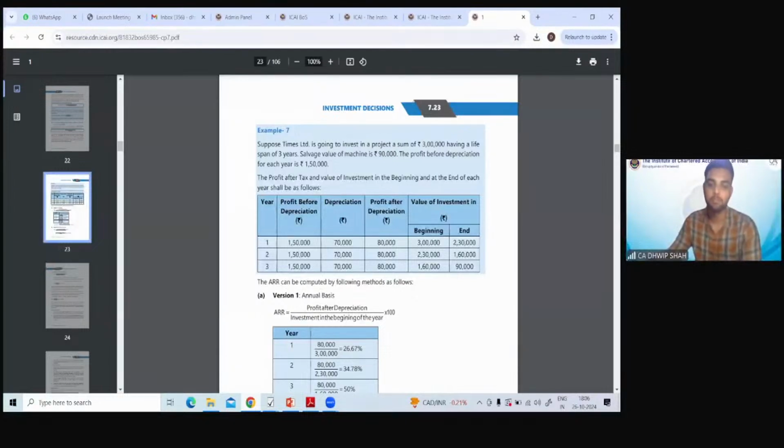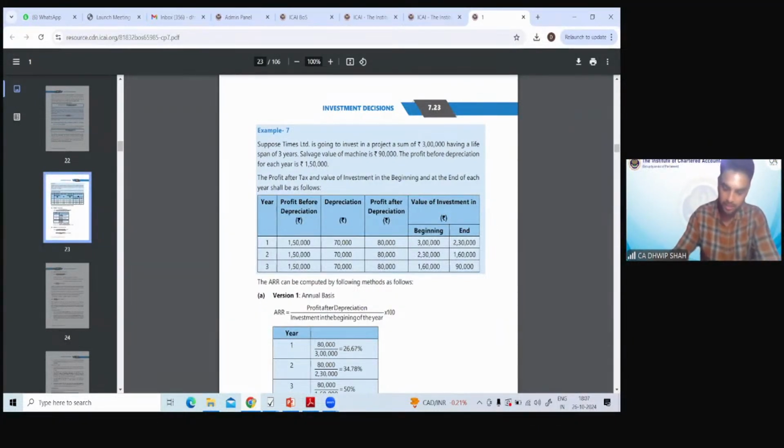Now in this example, they haven't mentioned anything about tax. So we will ignore tax. Agar tax hota, if the question mentions tax, then we would subtract tax as well from this 80,000. Okay? But here, as of now, there is no information on taxation. So my average or my yearly profit is 80,000.